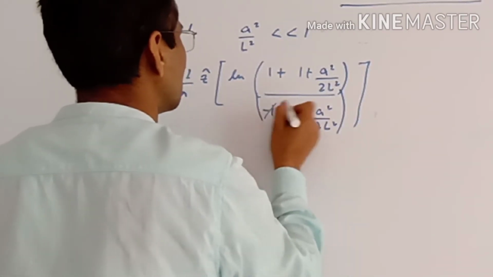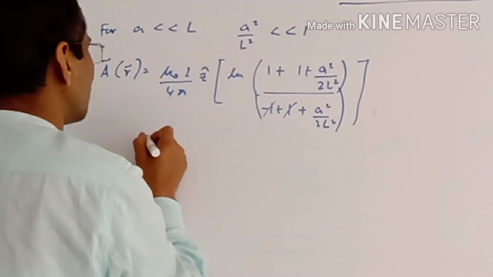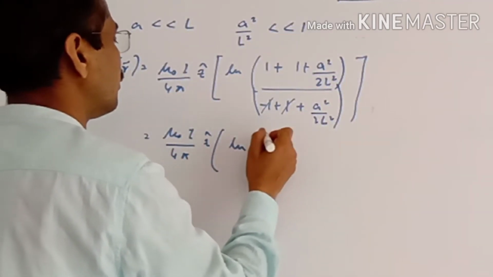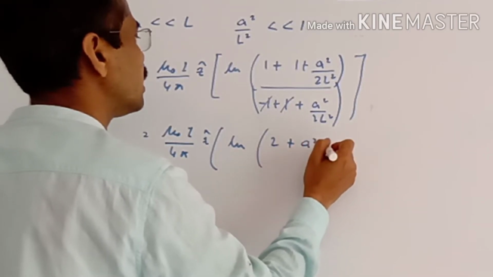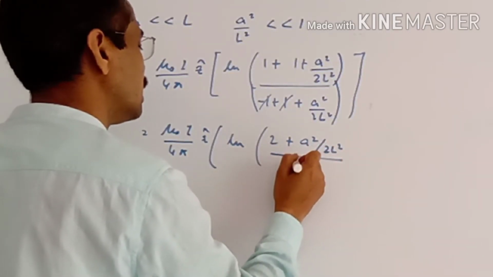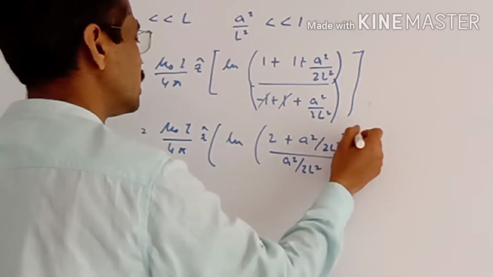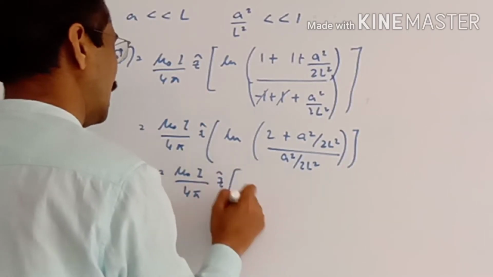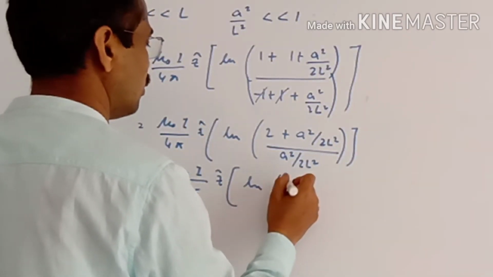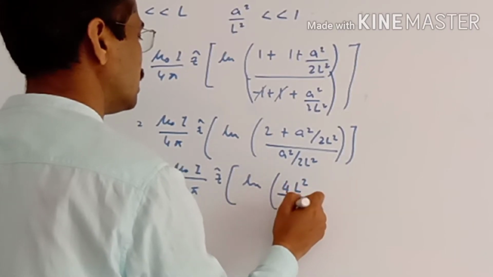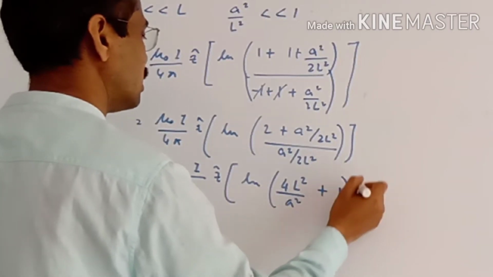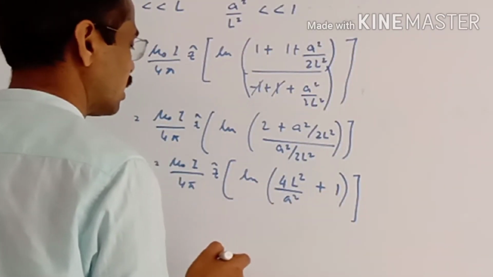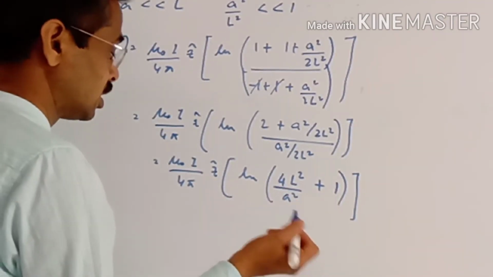So this cancels out and you are left with something like mu naught I by 4 pi z cap ln of 2 plus a square by 2L square divided by a square by 2L square, which can again be simplified as ln of 4L square by a square plus 1. And since a square by L square is much less than 1, L square by a square would be much greater than 1.